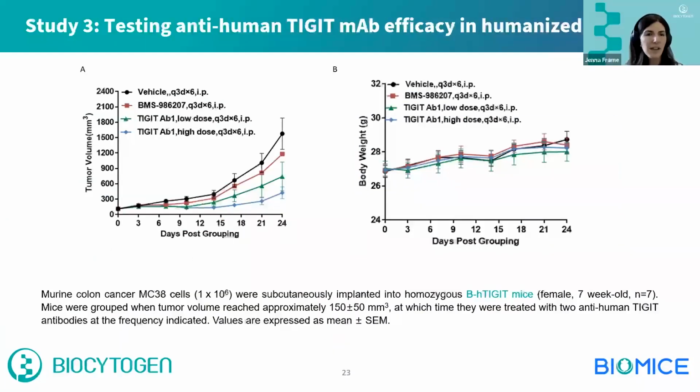So after validating these humanized TIGIT mice, the anti-TIGIT antibody efficacy studies were performed. Antibody treatment of these mice harboring MC38 tumors showed varying degrees of efficacy depending on the specific antibody and dose provided, with no significant health effects such as weight loss apparent. Thus, these studies demonstrate that these mice provide a powerful platform for evaluating efficacy of anti-human TIGIT therapies.